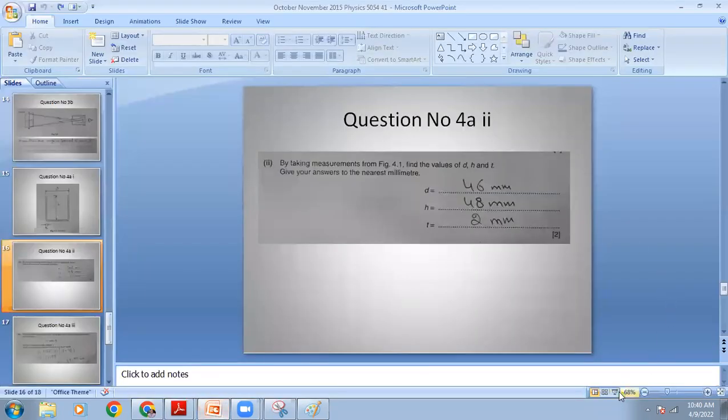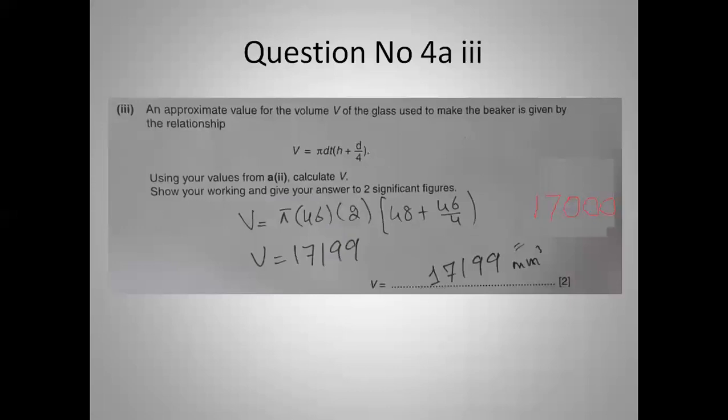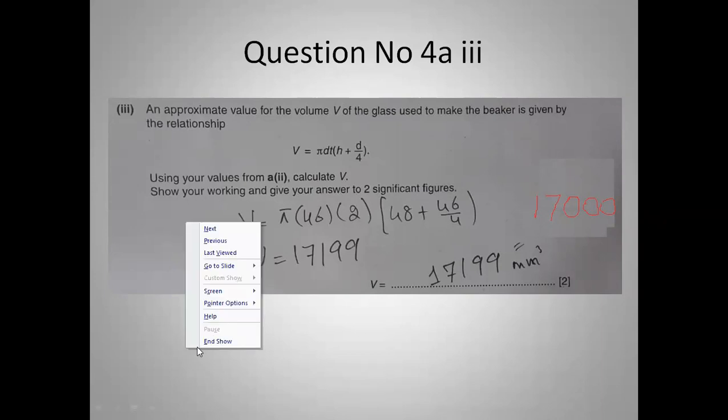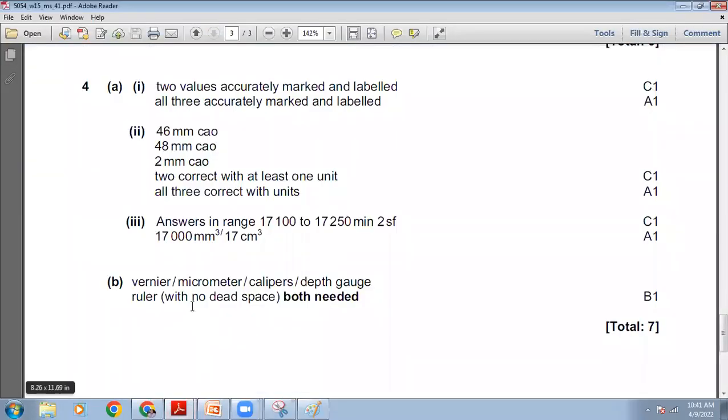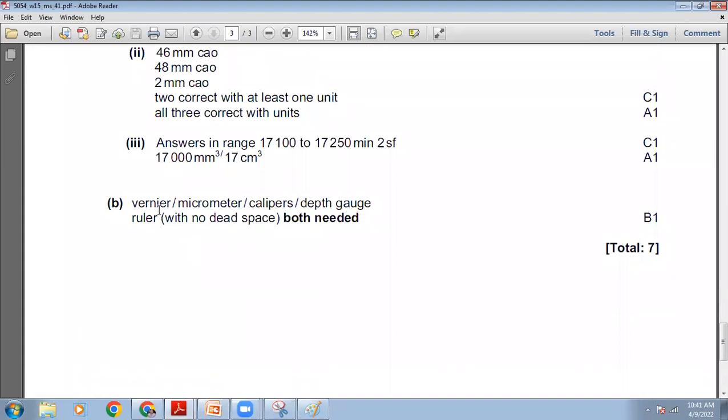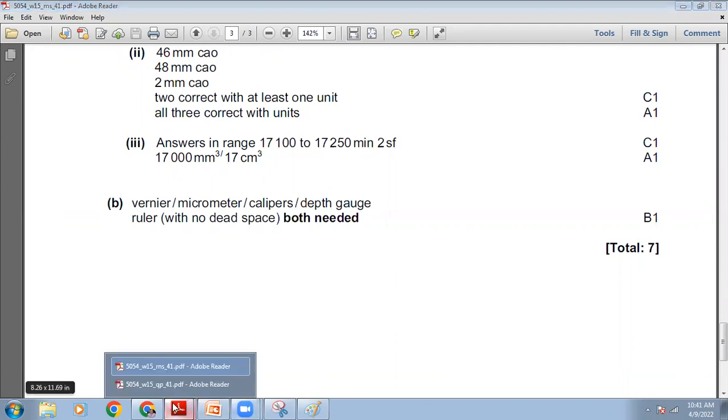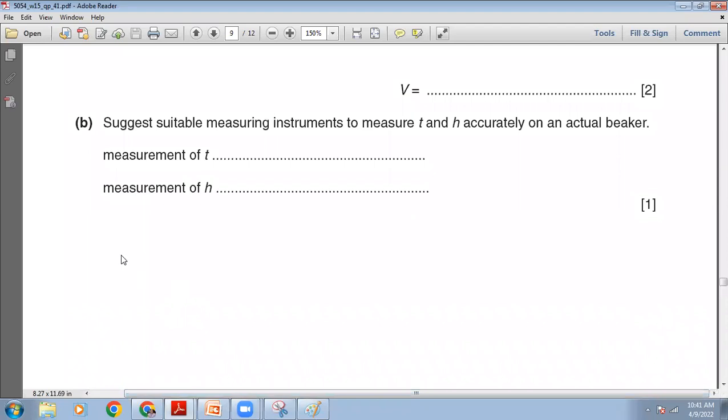Let me show you my written answer. Here we go. Pi, D value is 46, T value is 2, H value is 48 plus 46 by 4. Just enter these values in the calculator and you will get 17199. So approximately 17000 in two significant figures. So that's what the answer is. I'm not sure, yes, 17000 millimeter cube, sorry, not centimeter cube. So our answers are right.